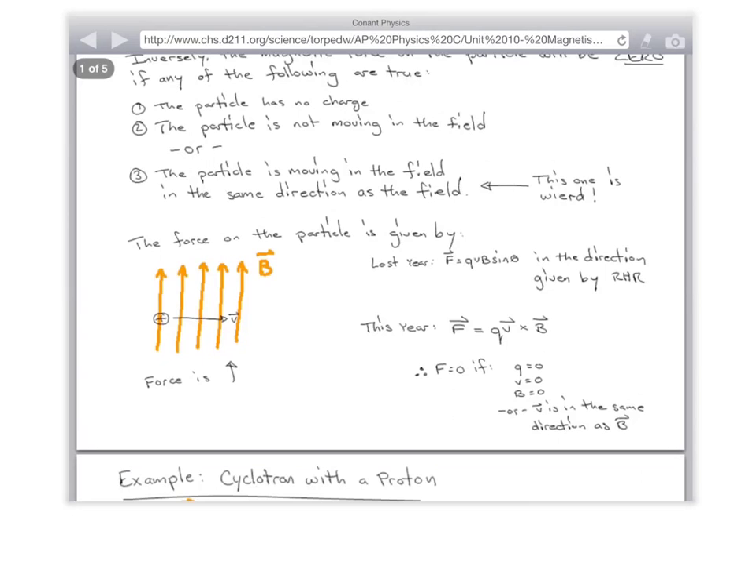And yeah, so just be aware of that. All right, and to get the direction of the cross product, you always use the right-hand rule. All right, fine.